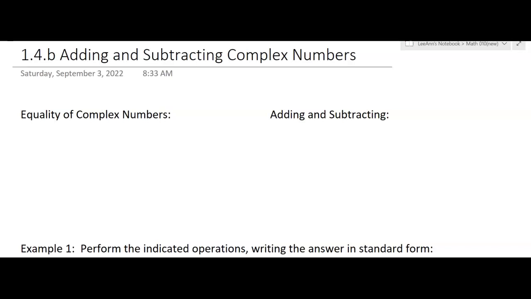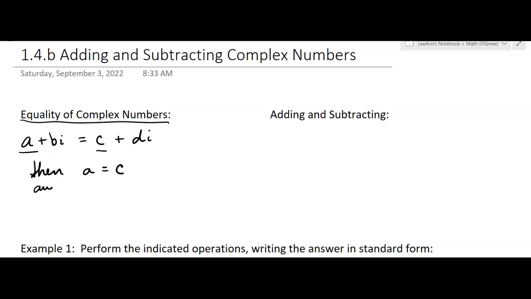Okay, so the first thing we're going to talk about is the equality of complex numbers. So if you have a number a plus bi, and you know that it equals c plus di, well then two things have to happen. If they're going to be equal to each other, then a has to equal c, and b has to equal d. So the real parts have to be equal and the imaginary parts have to be equal. That's probably not too shocking, but we do want to mention that that's how it works. Okay, it's called the equality of complex numbers.